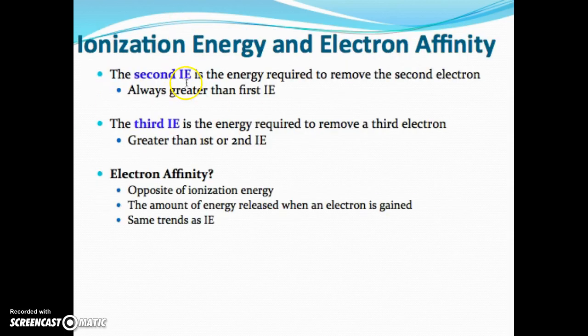The second ionization energy would be the amount of energy needed to remove the second electron. That's always going to be greater than the first. It's going to become more difficult to remove another electron. The third is going to require even more energy than the second. The same idea applies to the third electron.